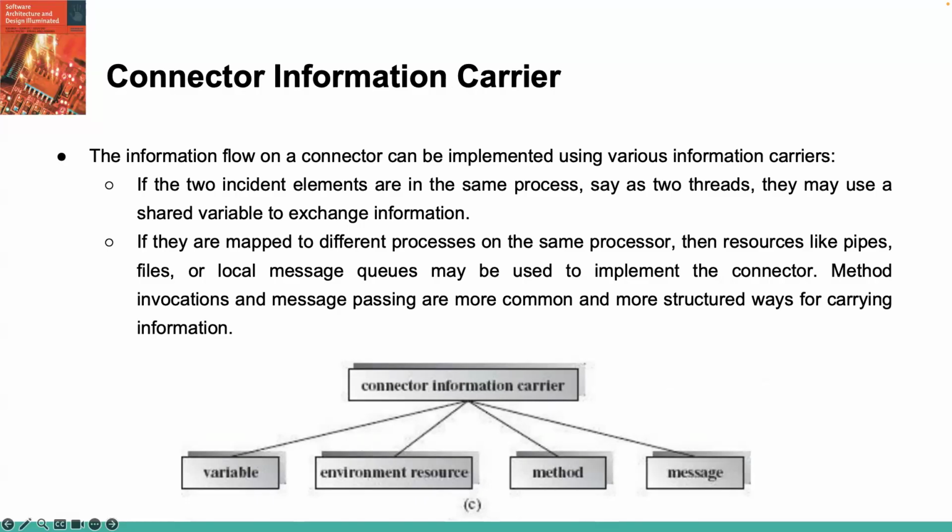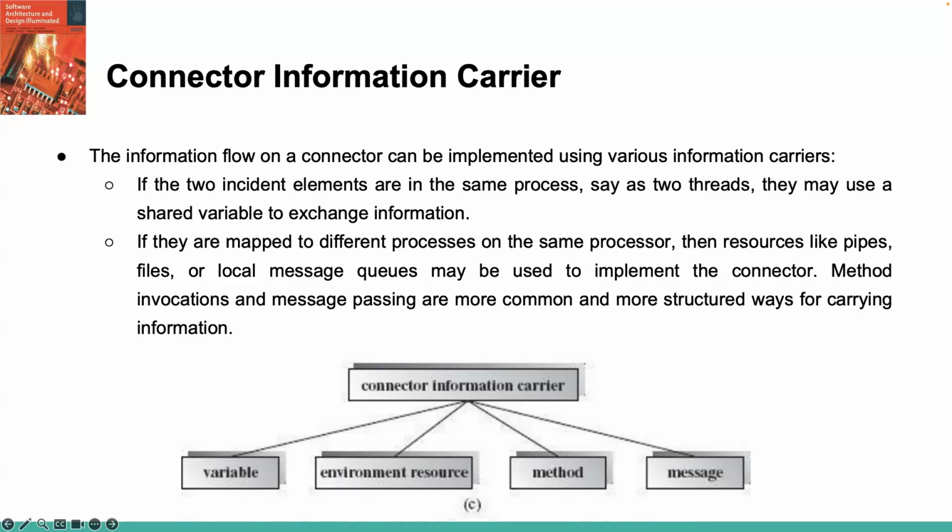Imagine connectors as highways between two parts of a system. Information flows through these connectors like cars traveling on the highway. However, the method of transport, or how the information is carried, can differ based on the relationship between the elements connected. Now let's explore how information carriers work in different scenarios.